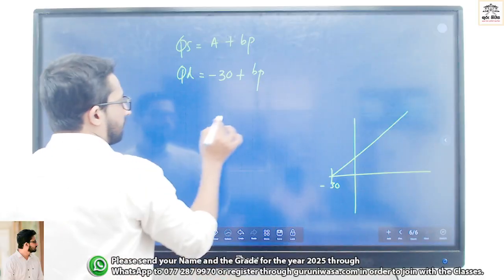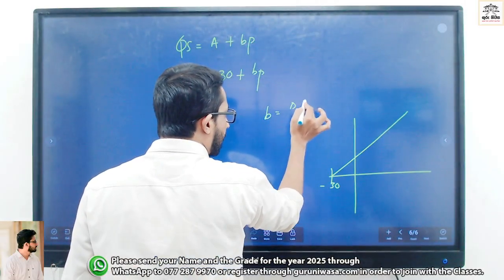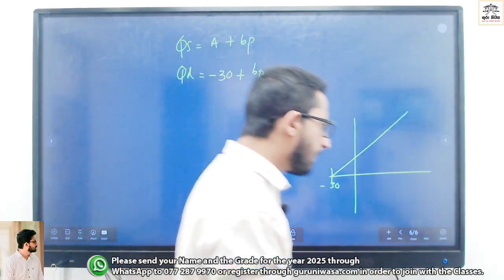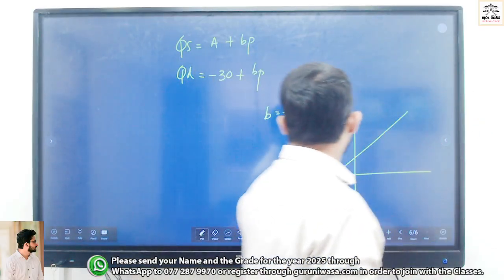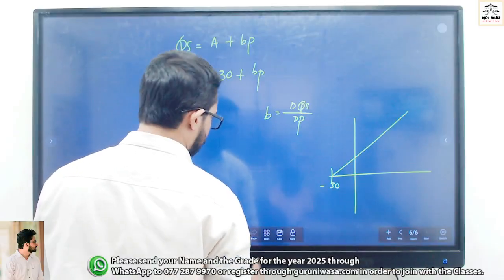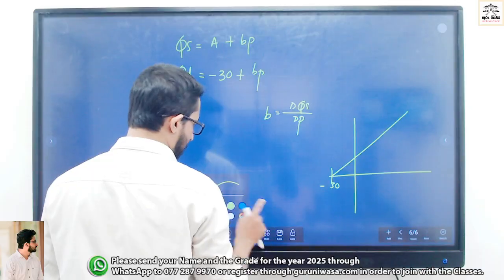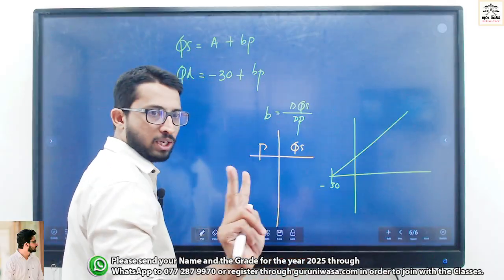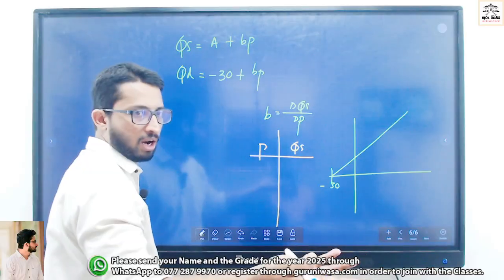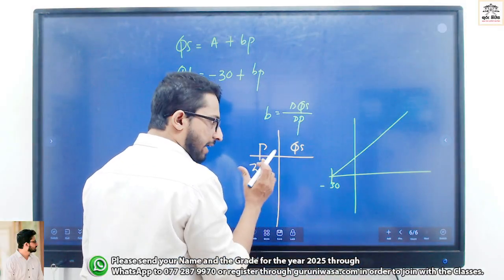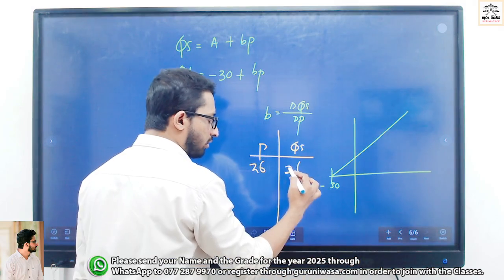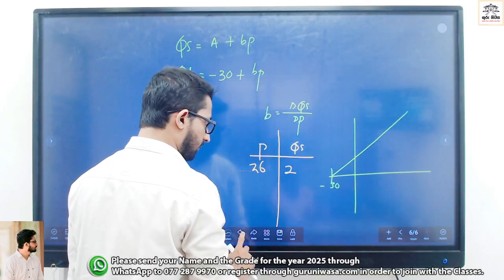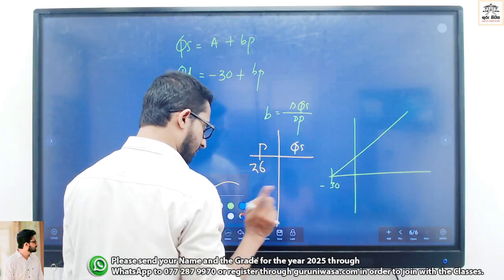B equals delta QS over delta P. Are you clear on this? Yes, sir, clear. Then take 2 points, price and quantity supplied. You only have 2 points. The first one is equilibrium: equilibrium price 26, and at 26 the quantity supplied is 48.